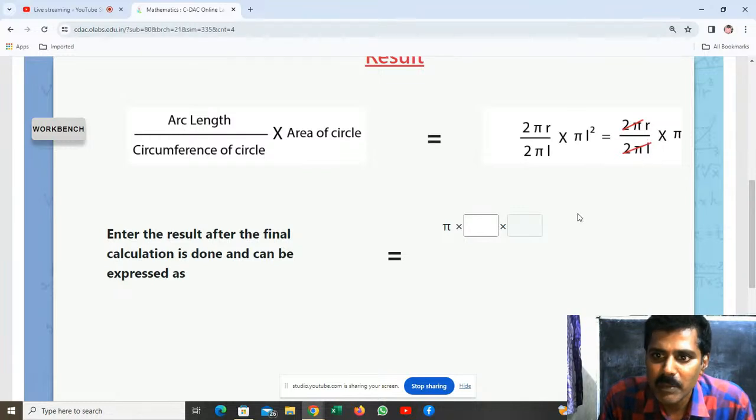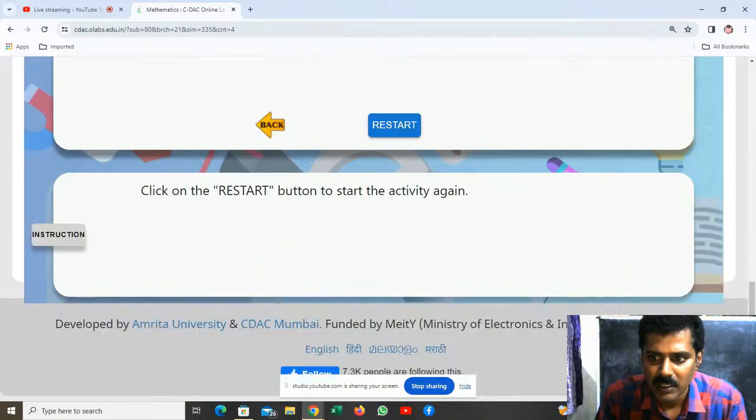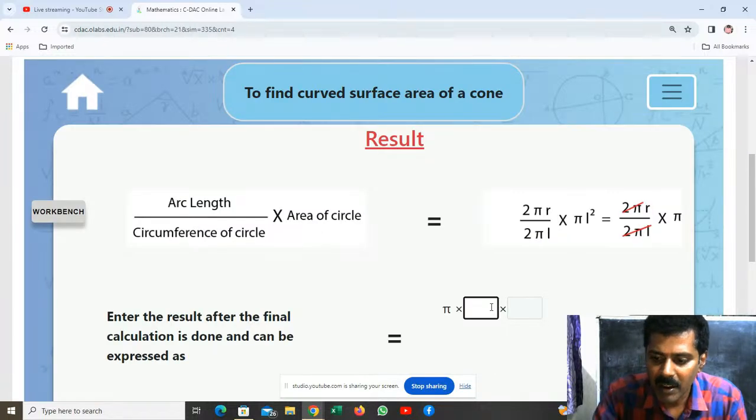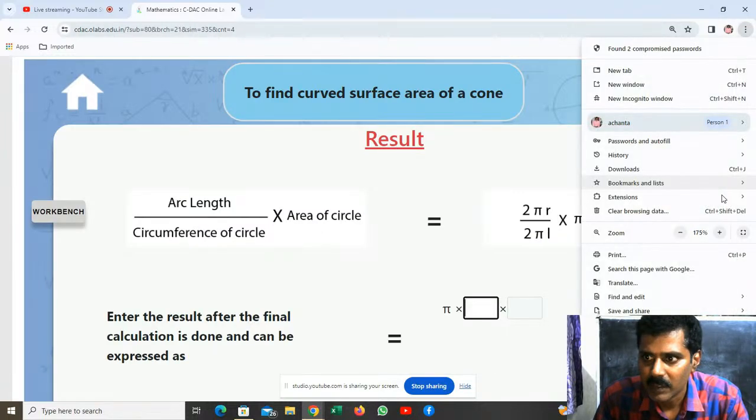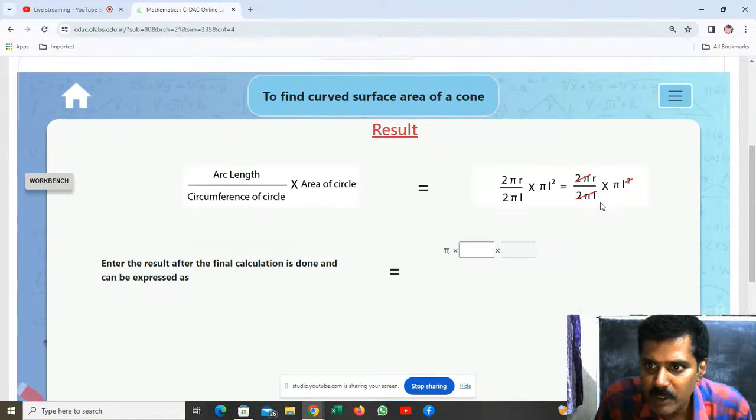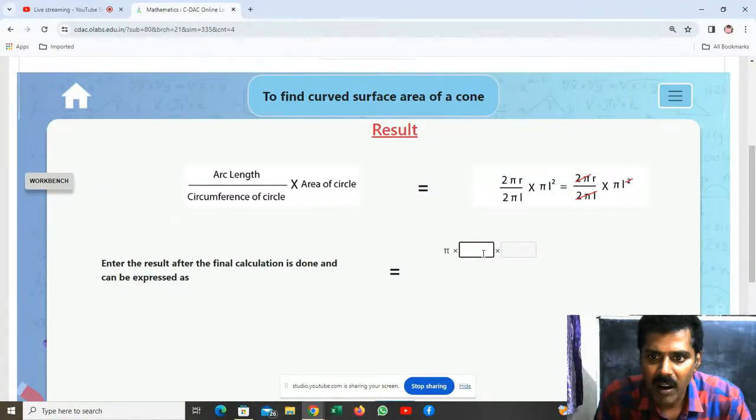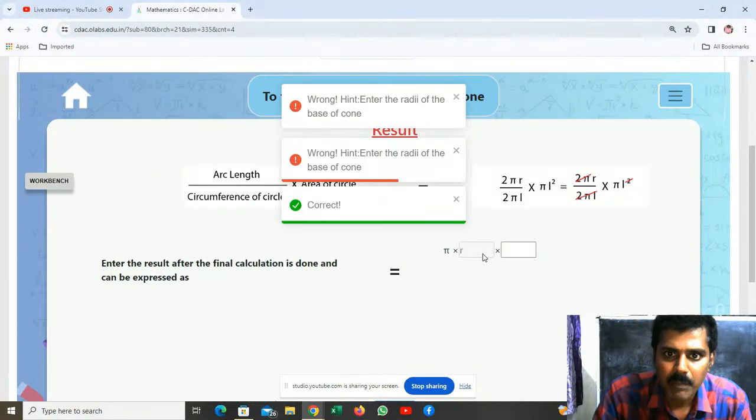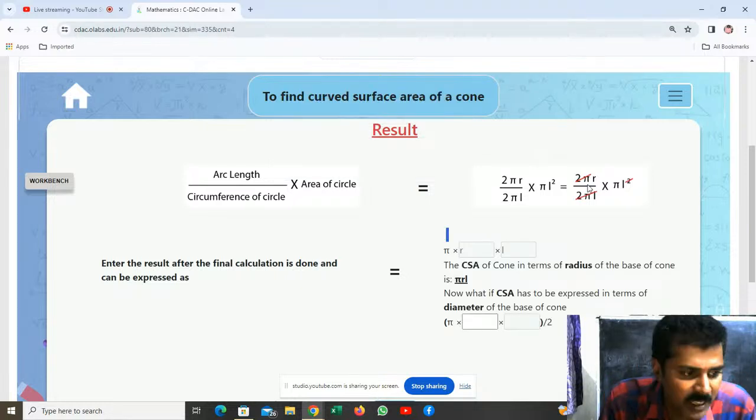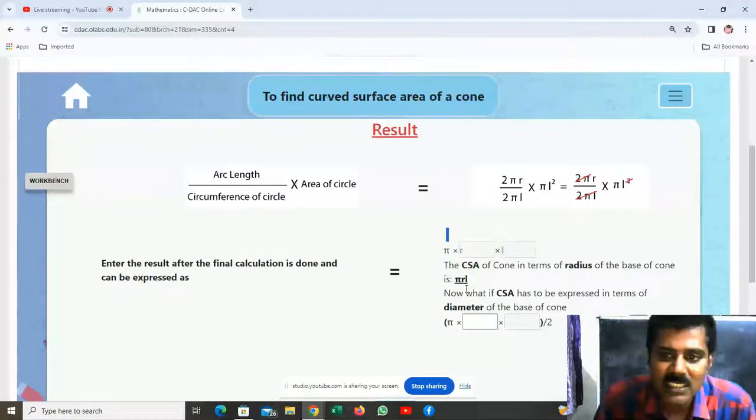Then 2 pi r will be cancelled. We have finally, once you observe here, we are left with pi r. r by 2 pi l into pi l square cancelled. We have left over with pi r, and r was left over here and l left over here. So we got pi r.